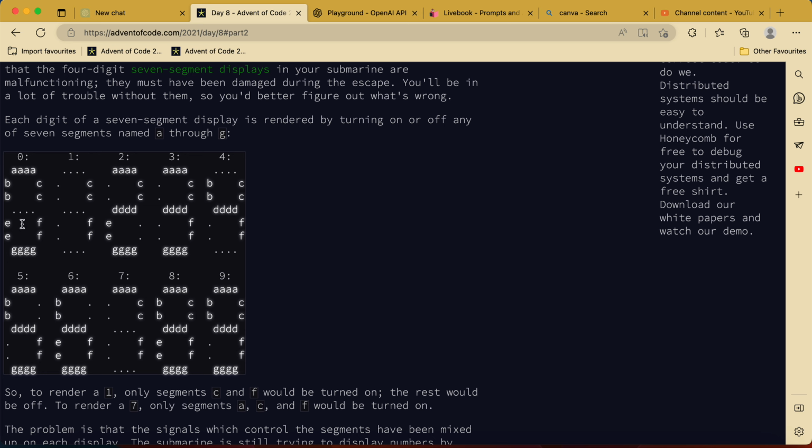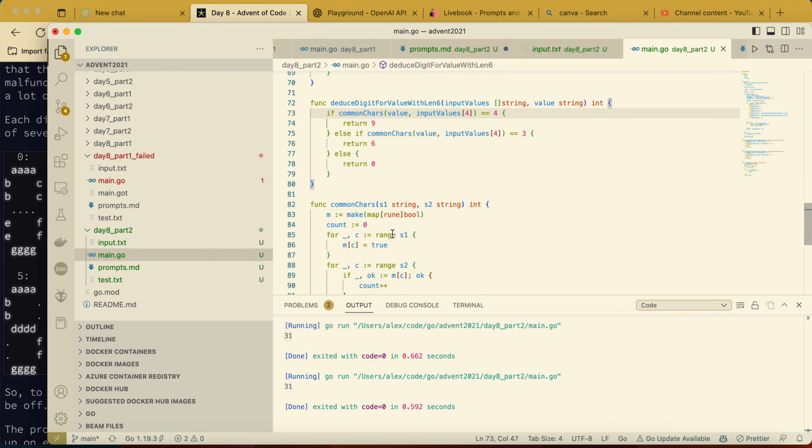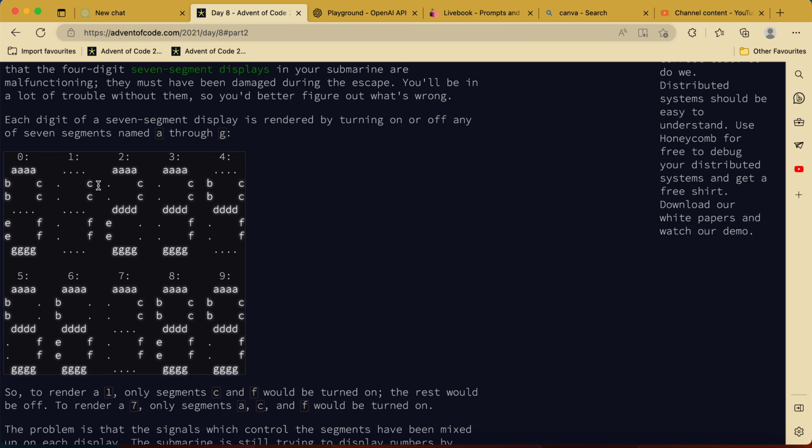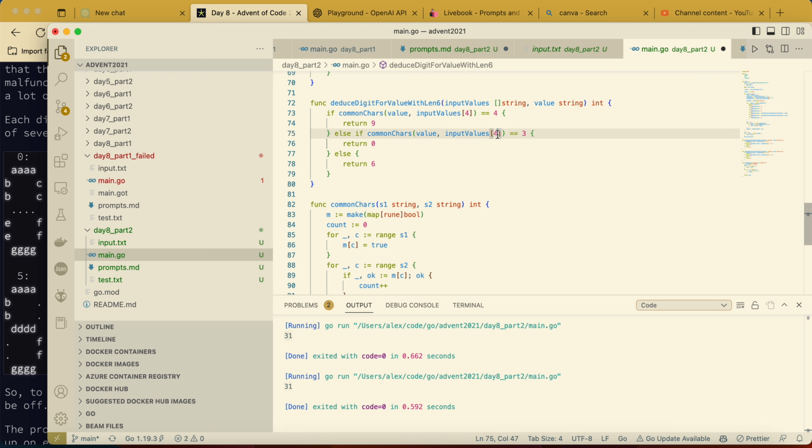With 7, 0 needs to have all of them. Zero and 1. Okay, let's do it like that. 0, 0, and here is 6. If we are 0, we should have one completely, which means it should be 2.